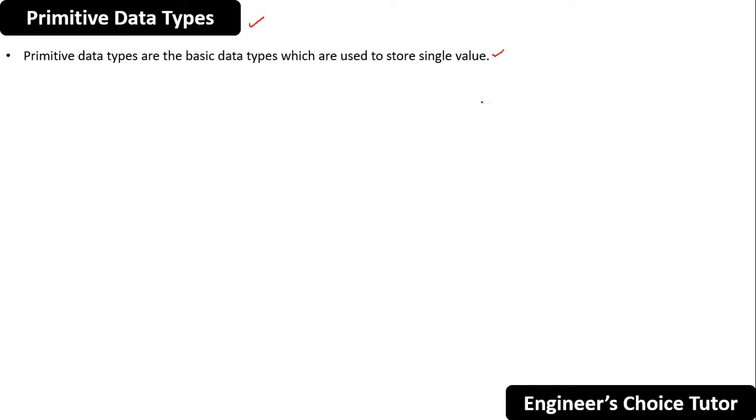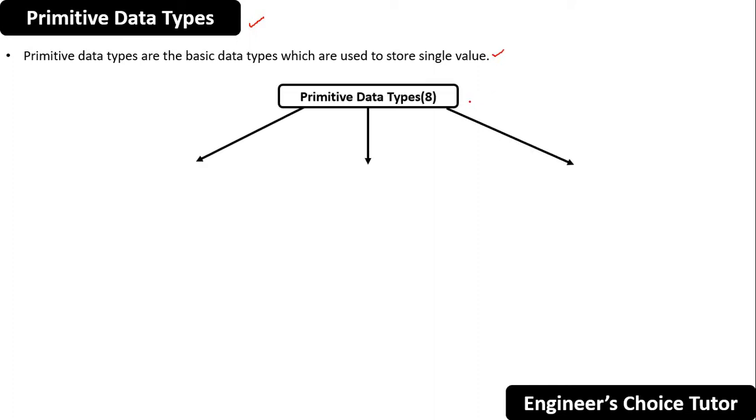Hi everyone. In today's lecture, we are going to discuss primitive data types. Primitive data types are the basic data types which are used to store a single value. We have 8 types of primitive data types, basically divided into three different categories.